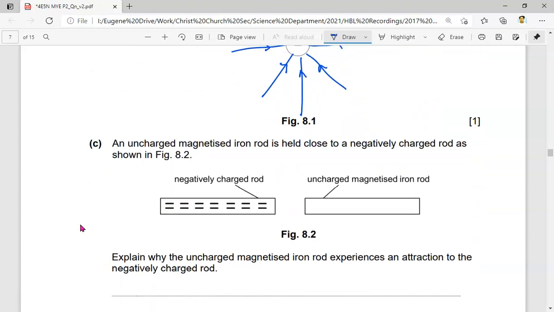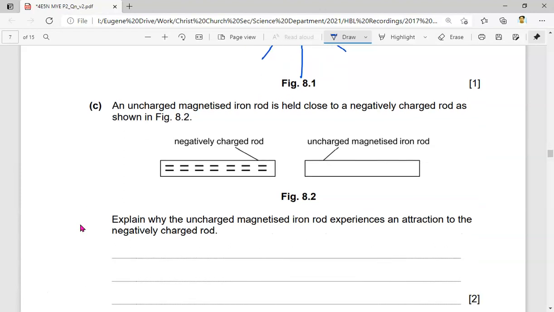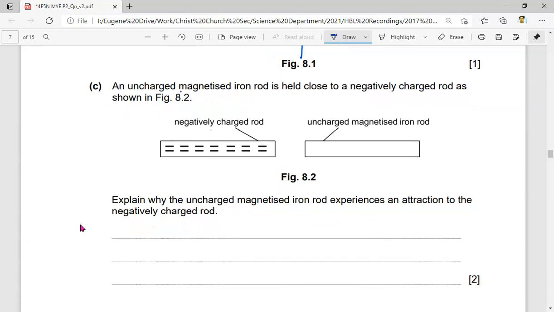Next one, part C. An uncharged magnetized iron rod is held close to a negatively charged rod, as shown in figure 8.2. Explain why the uncharged magnetized iron rod experiences an attraction to the negatively charged rod. I need to take note here. First thing, this is a magnetized iron rod. They said it's a negatively charged rod. This one here, you do not know what the material is, but you know the iron rod is magnetized.